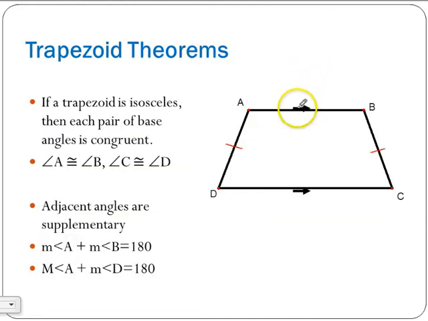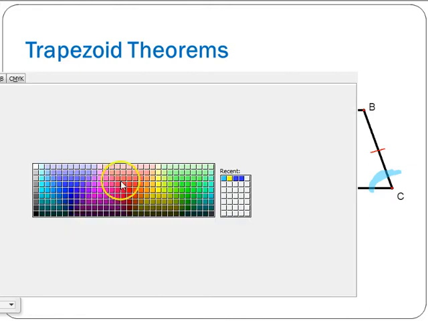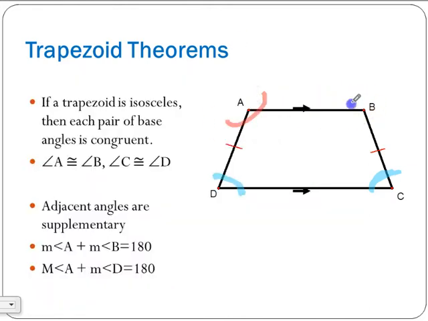What else about trapezoids? If a trapezoid is isosceles, then each pair of base angles is congruent. That's similar to the isosceles triangle theorem. So this angle here is going to be congruent to that angle, and our pairs on the opposite sides will be congruent. It shares a characteristic of parallelograms in that adjacent angles are also supplementary. So our adjacent angles will add up to 180, just like parallelograms.